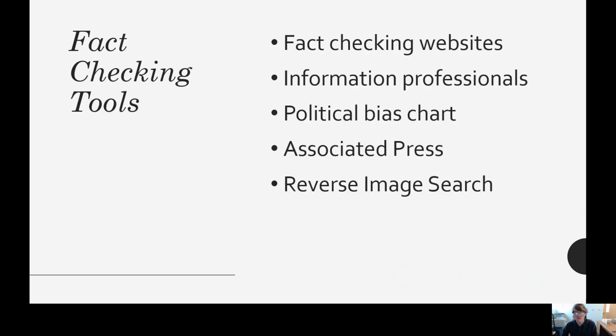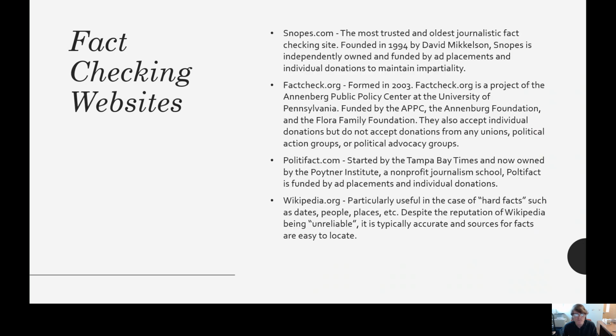Let's talk about the tools at your disposal that you can use to vet information to see if it's fake or not. So the first is fact-checking websites. Snopes.com is the most trusted and oldest journalistic fact-checking site. It was founded in 1994 by David Mikkelson. Snopes is independently owned and funded by ad placements and individual donations to maintain impartiality. And I mentioned how all of these groups are funded, but know that all of them are funded by individual donations or some sort of foundation to keep impartiality. None of them accept political donations.